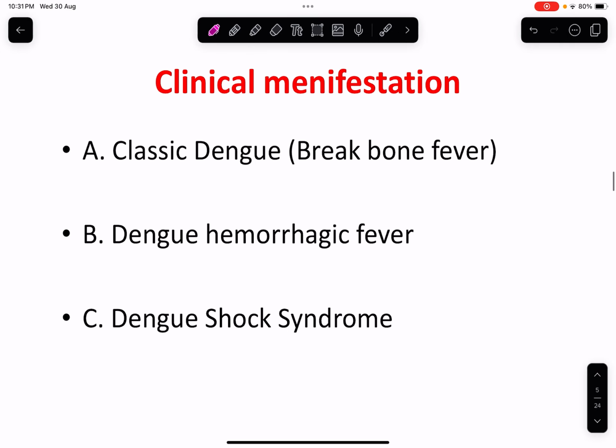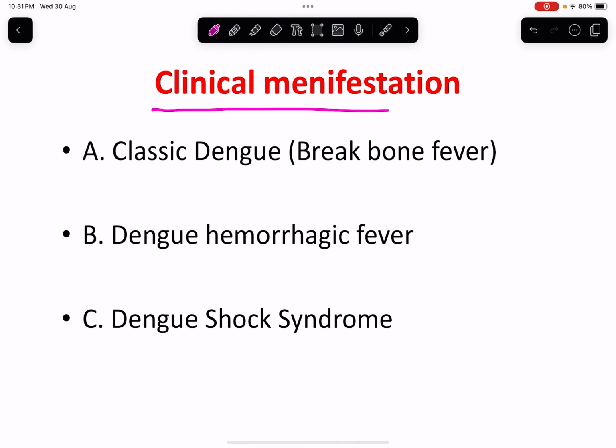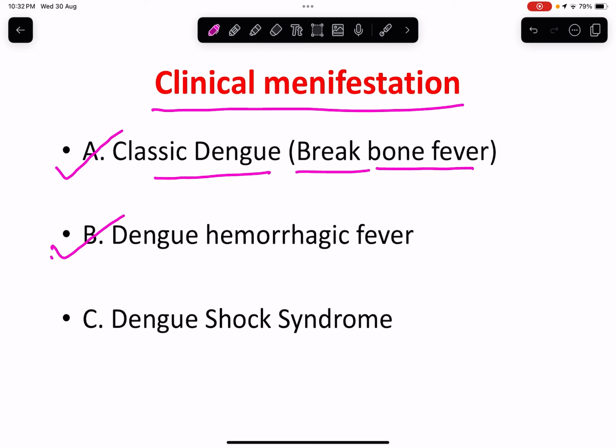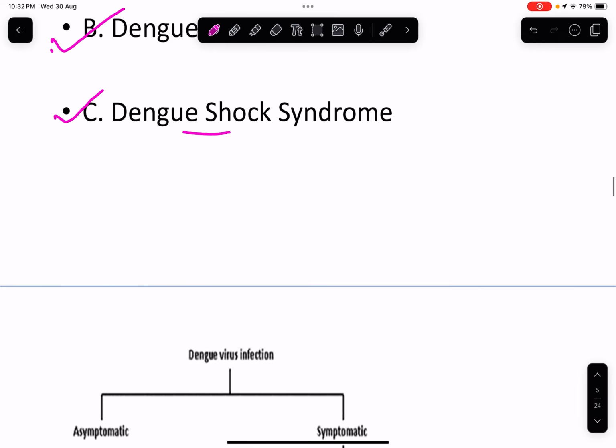Coming to the important portion, that is clinical manifestation. Dengue infection can manifest in 3 ways. One is classical dengue fever, which is also known as break bone fever. Why break bone? Because the patient will have severe pain in the bone, as if it is the pain of breaking a bone. Then the patient may present with dengue hemorrhagic fever, which is one of the complications, or the patient may present with dengue shock syndrome, which is one more dreaded complication of dengue. So these are the 3 varieties of manifestation with which a patient may present to us.